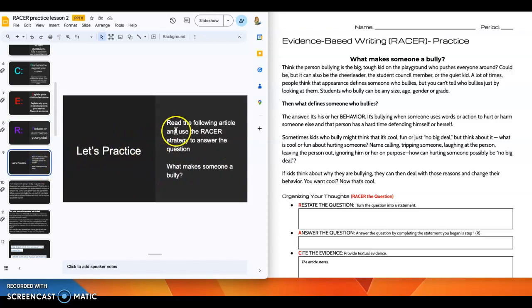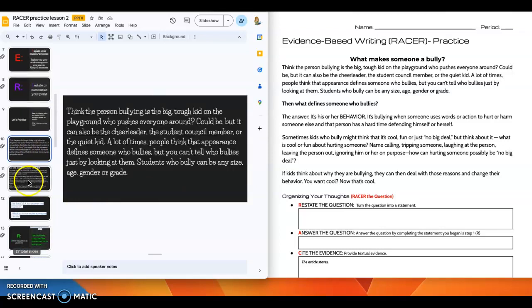So we're going to practice. We're going to read the following article and use the RACER strategy to answer the question. The question is, what makes someone a bully? So the article is in 2 places. It is here on the slideshow, and it is also here on the paper. So we're going to read it on the paper because it's a little easier.